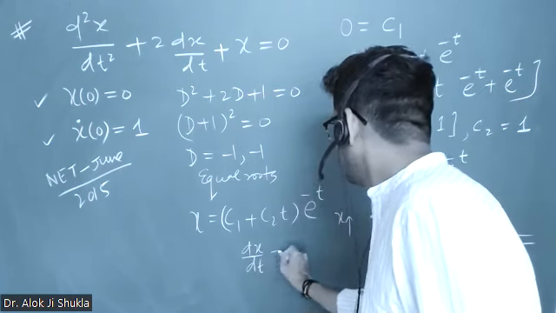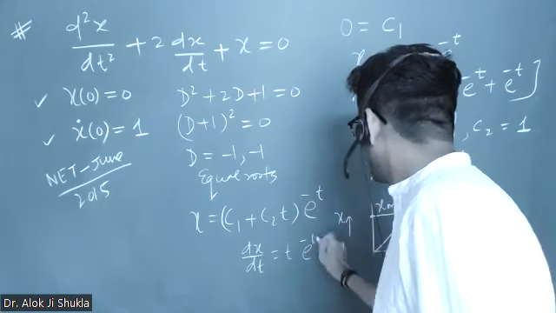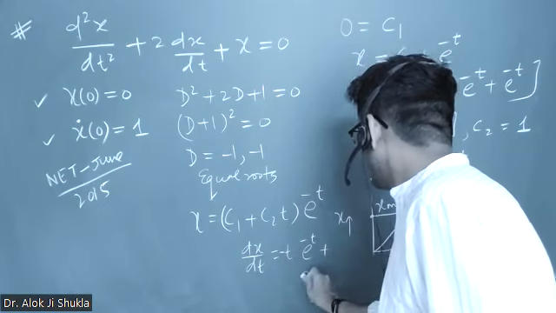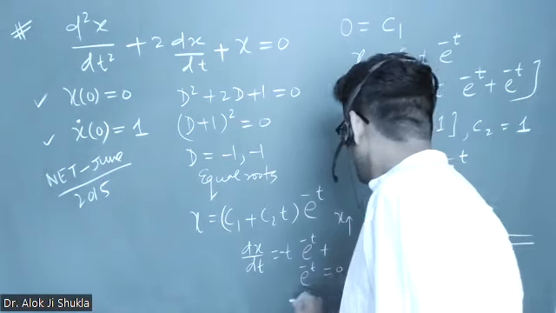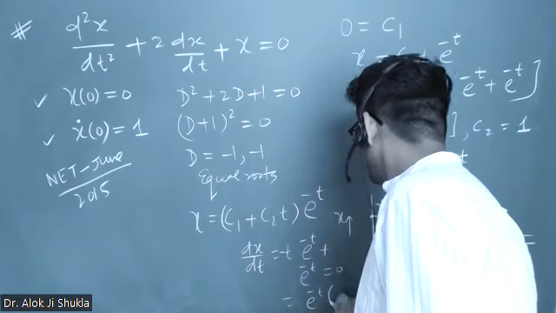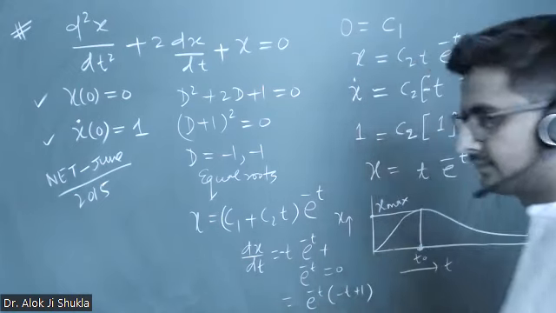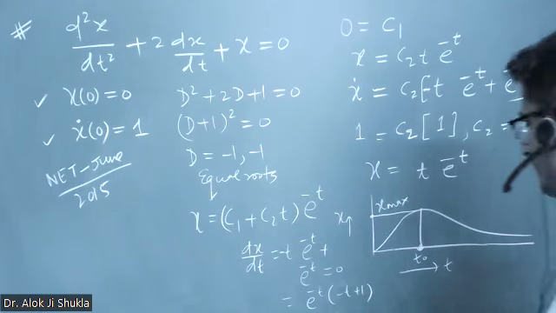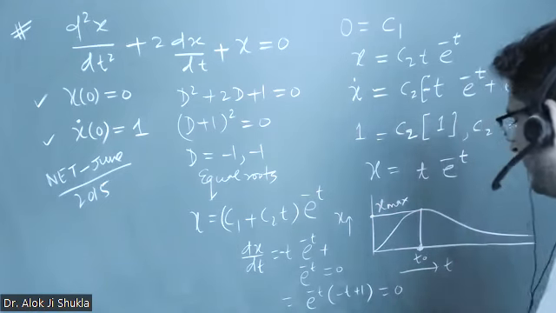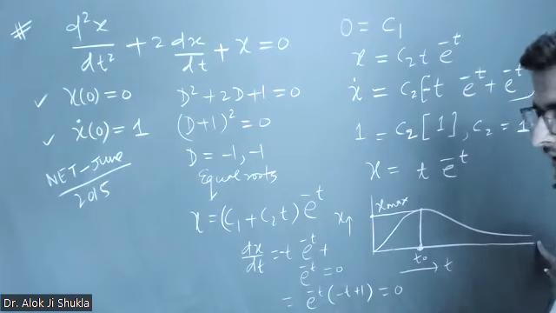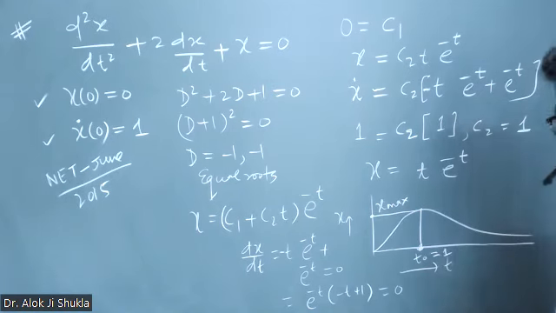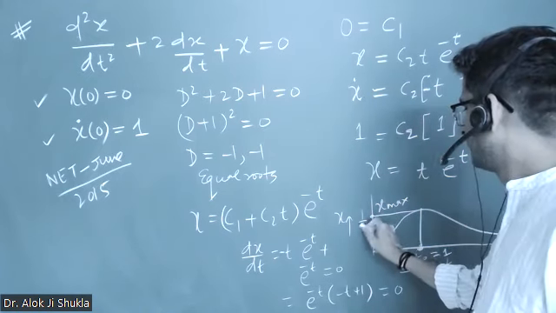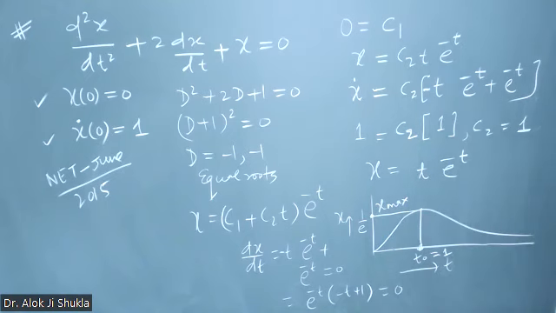dx by dt is equal to first function differentiation of second plus second function differentiation of first. This is equal to 0. So it means e to the power minus t times (minus t plus 1) is equal to 0. So extrema points are, one is t equal to infinity, other one is t equal to 1. So t naught is 1. And what is the value here? 1 by e. Here the value is 1 by e. So this is the complete solution.